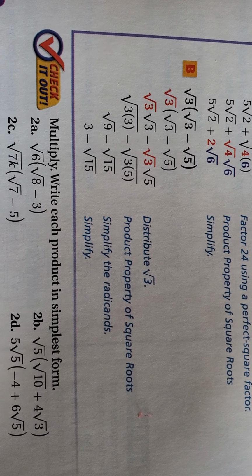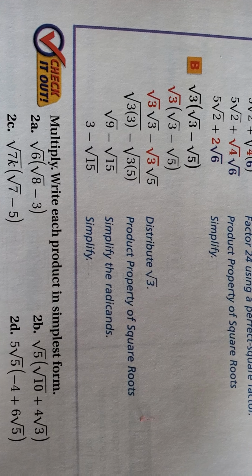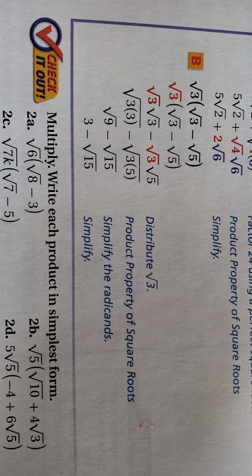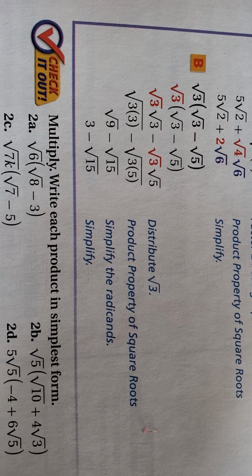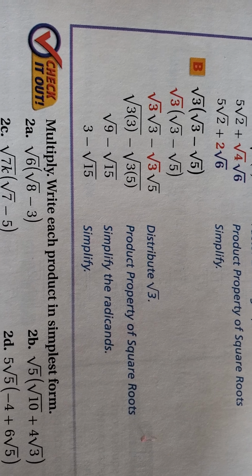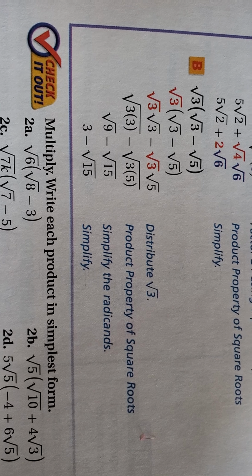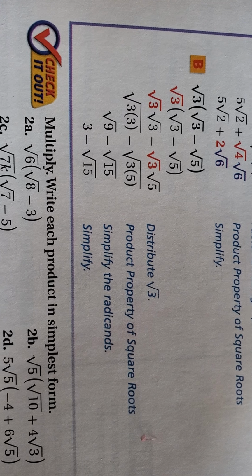And now a distributing problem with subtraction. Similar steps as we had last time. You get to the point where you get the square root of 9 minus the square root of 15. The square root of 9 is just 3. That should be automatic to get that. The square root of 15 doesn't simplify anymore, so we keep the answer as 3 minus root 15.